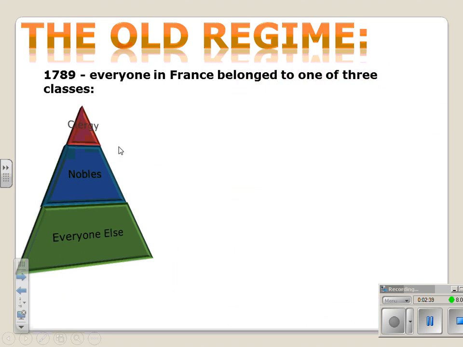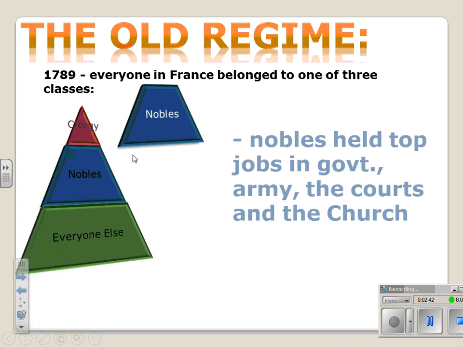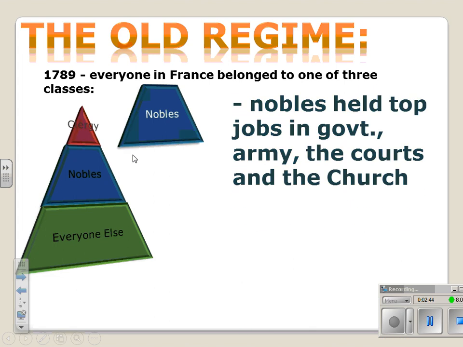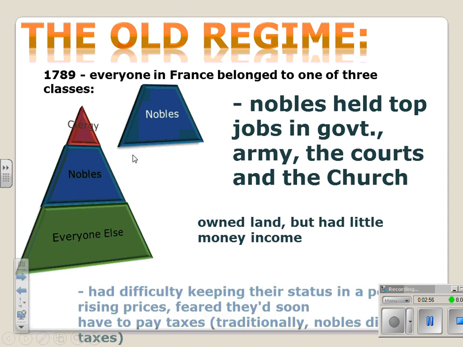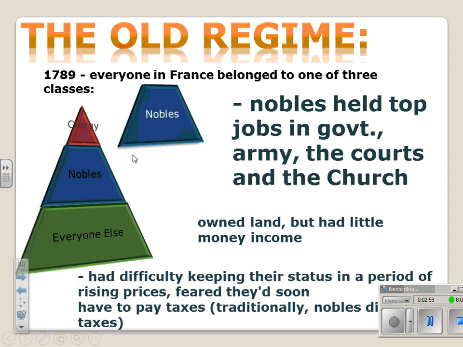So what about the people in the middle, the nobles, what's known as the second estate? The nobles hold top jobs in government, the army, and the courts. Not bad. They own land, but they don't have a whole lot of income. So they're making money, but they're not super wealthy like the clergy. Here's the problem. As revolution begins to break out, and I want you to understand, the French Revolution didn't happen overnight. It happens very slowly.